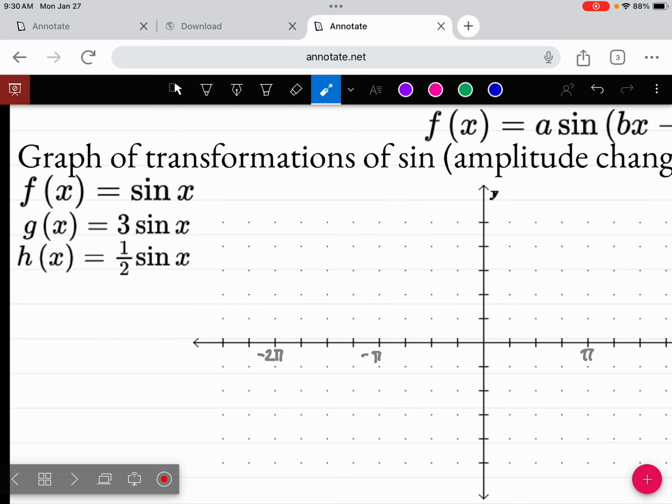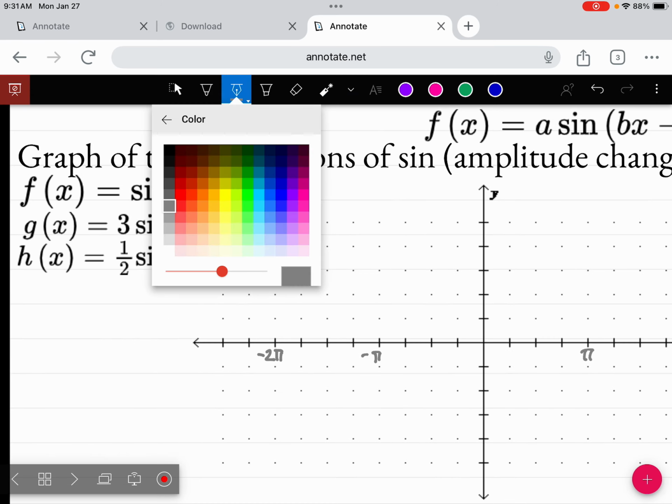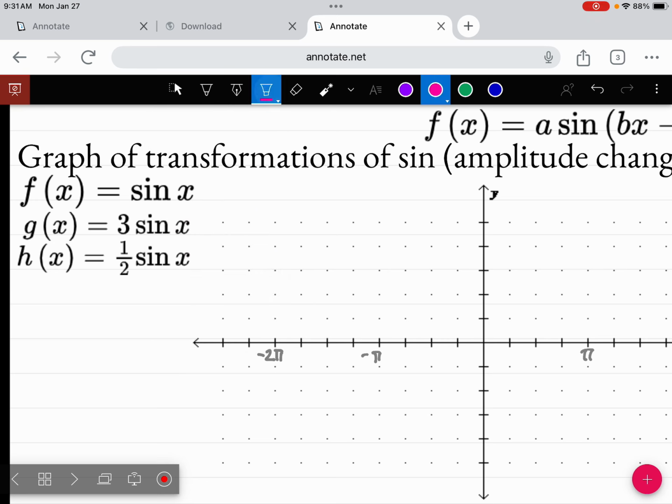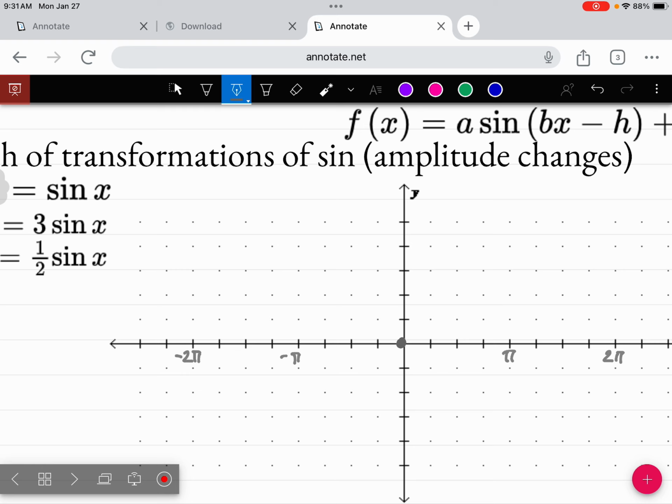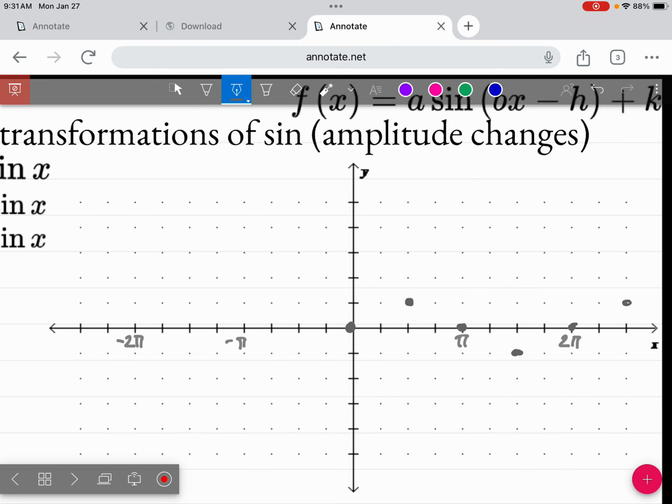So I'm going to do sine. I'm going to put sine in kind of a dark gray, just so that we can see it, but it's not super there. So I'm going to put f of x, my sine, in a gray. And that's one we just did. So at 0, we were at 0. At pi over 2, we're at 1. At pi, we're at 0. At 3 pi over 2, we're at minus 1. And then it's going to start to repeat itself.